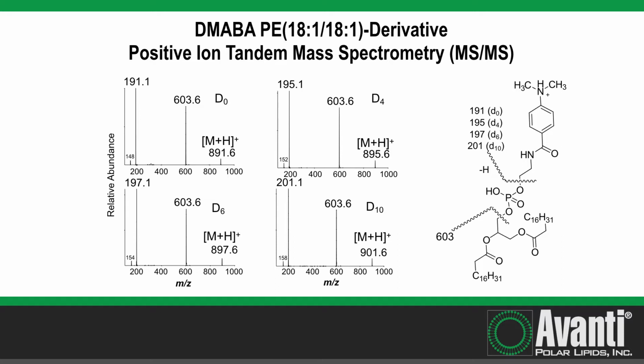The other major ion is the lipid portion of the molecule. A very common feature of positive ions of all phospholipids is these diglyceride-like ions, and it's constant, 603, 603, 603, 603, because we derivatized the same lipid, 18:1 PE. We derivatized those, and so they have the same one. If we have a different PE, it'll have a different diglyceride mass.